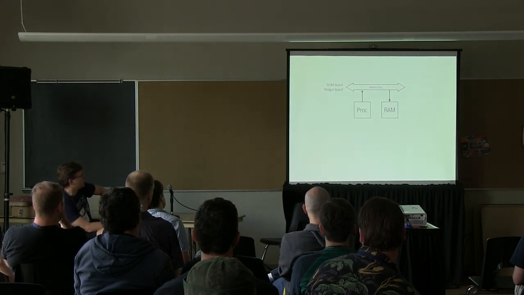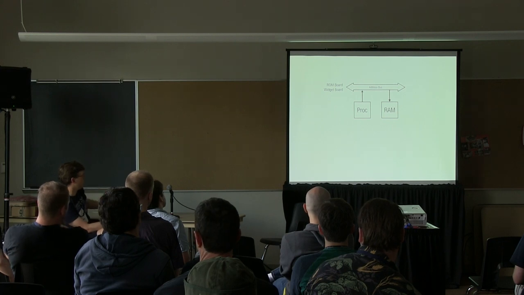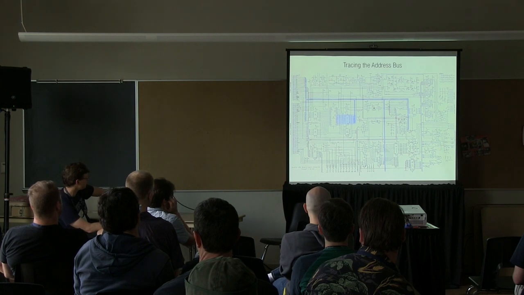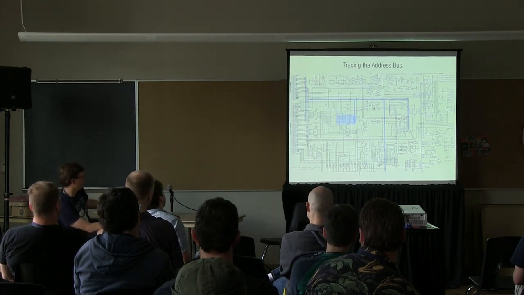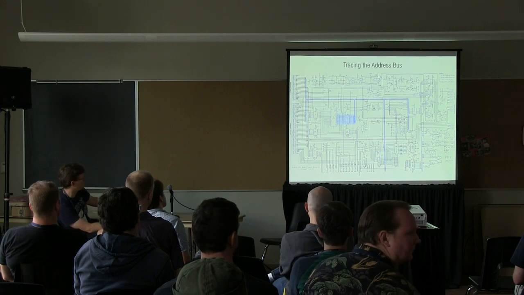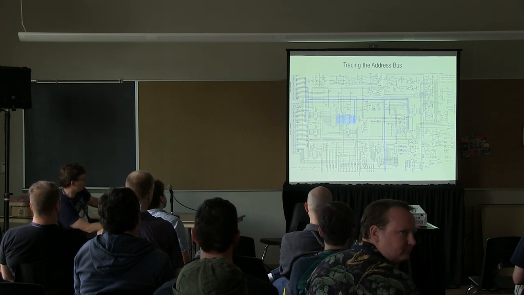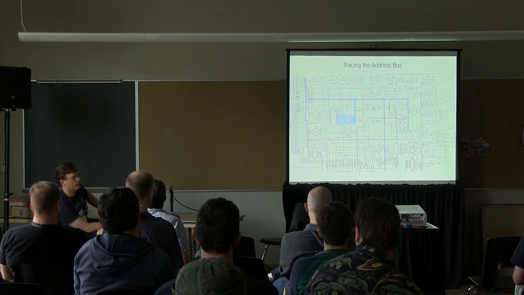Here's a diagram of what we know about the CPU board so far. The processor and RAM are both connected to the address bus, and the address bus goes off to the ROM board. Back to the schematic, we'll take a look and see where the data bus goes. The data bus also goes to the ROM board, the widget board, which was the interface board that connects to the joysticks, and to page 2 of the CPU board schematic.